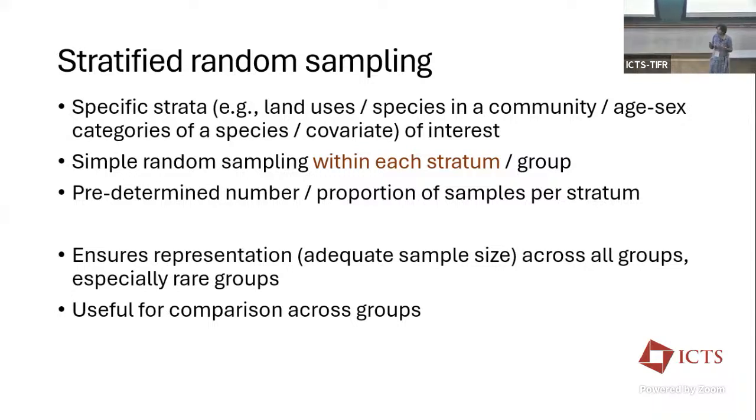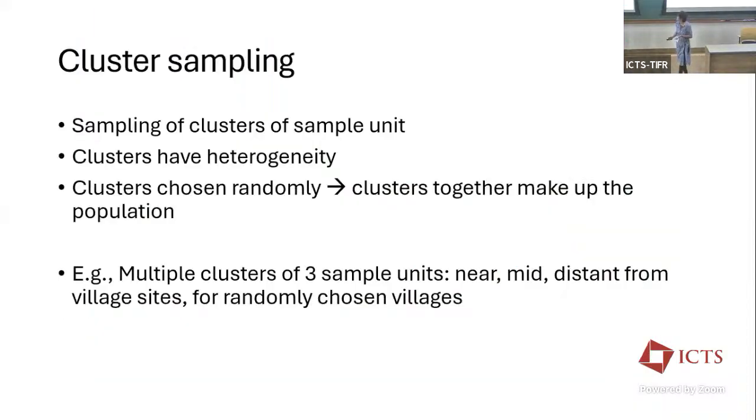Usually you predetermine what proportion or what number of samples you have in each strata. You choose your strata and then you just do a simple random sampling within each strata. This ensures representation, which means enough sample size to make some inference about each of these strata. And it is really useful when you want to compare across groups. Now there can be the flip of that also.